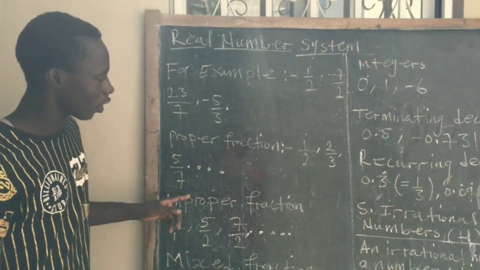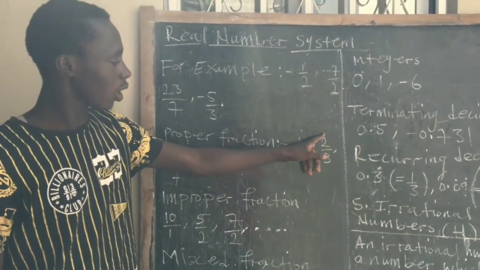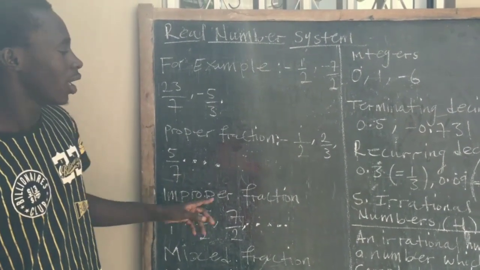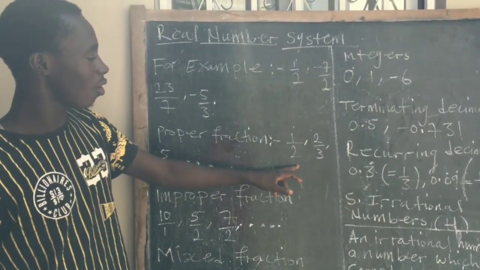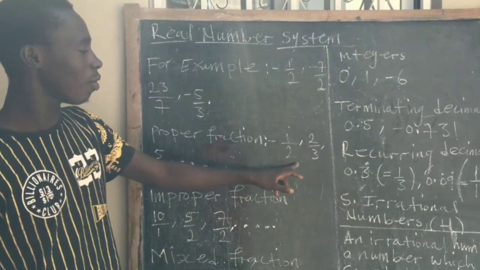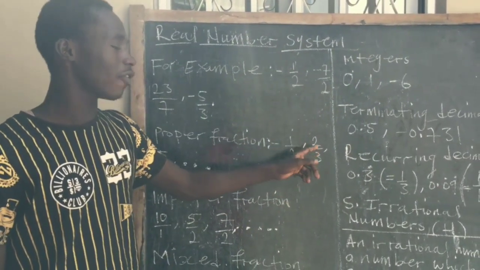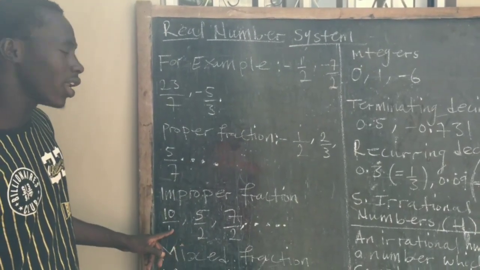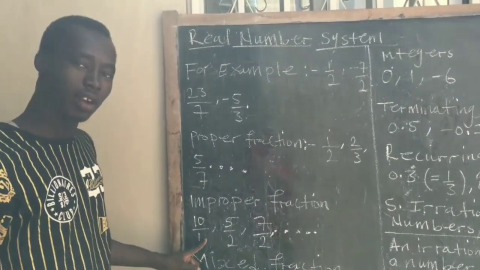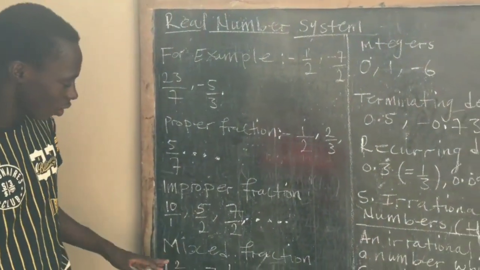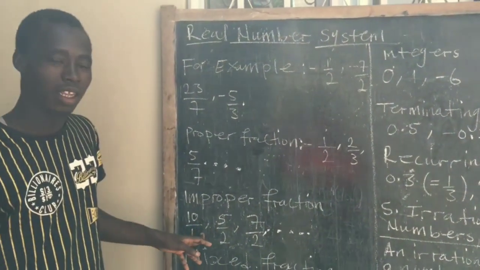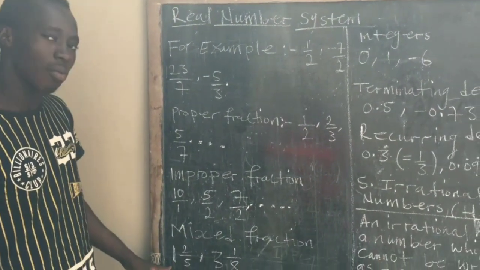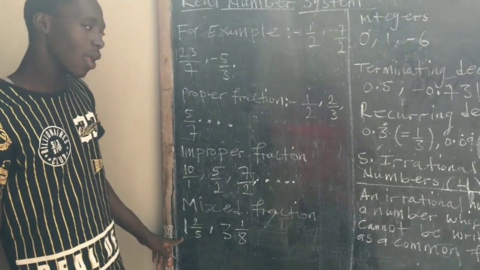Now look at the proper fractions. We have 1/2, 2/3 and 5/7. When we say proper fraction, this is where the denominator is greater than the numerator. If the denominator is greater than the numerator, the fraction is said to be a proper fraction. Improper fractions: when the numerator is greater than the denominator, it is said to be an improper fraction. Mixed fraction is a combination of what? A whole number and a proper fraction.